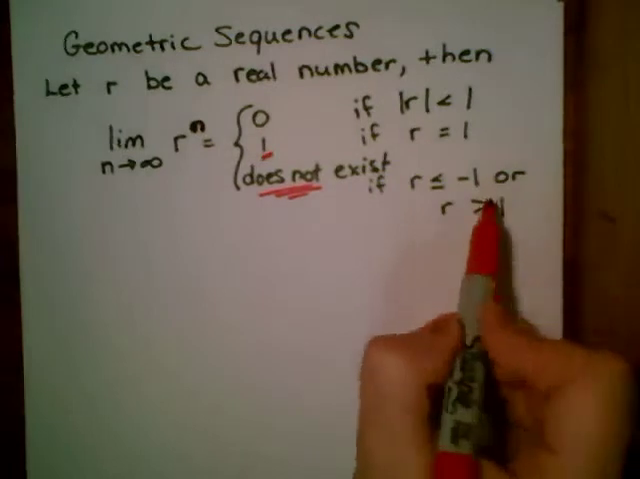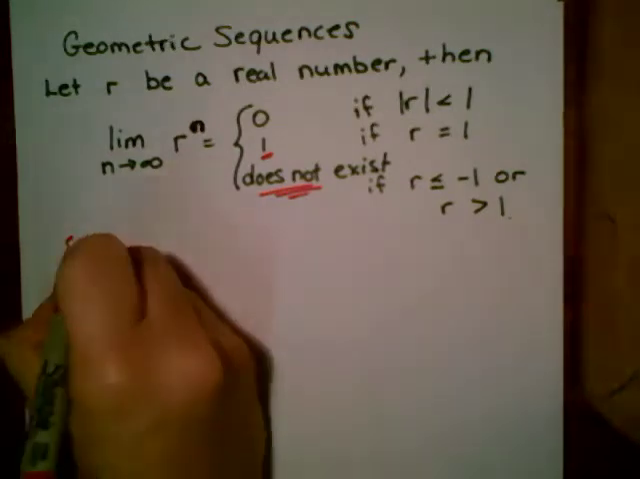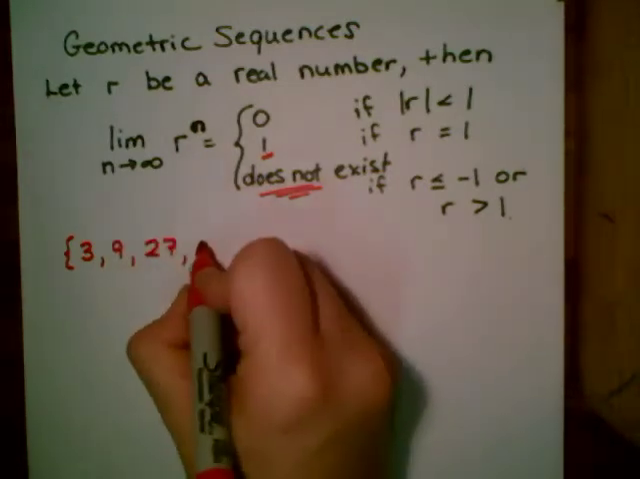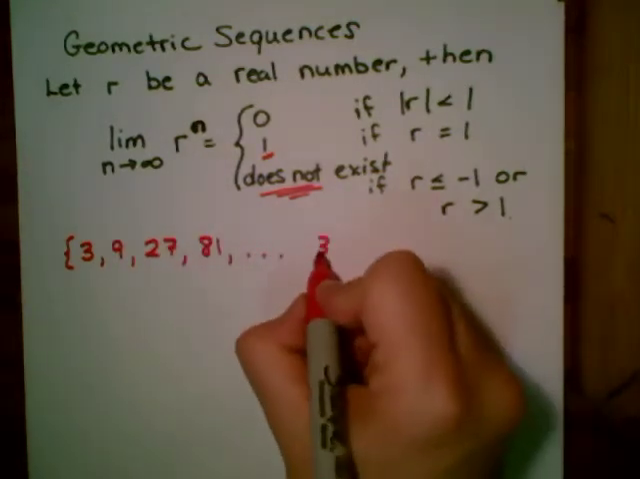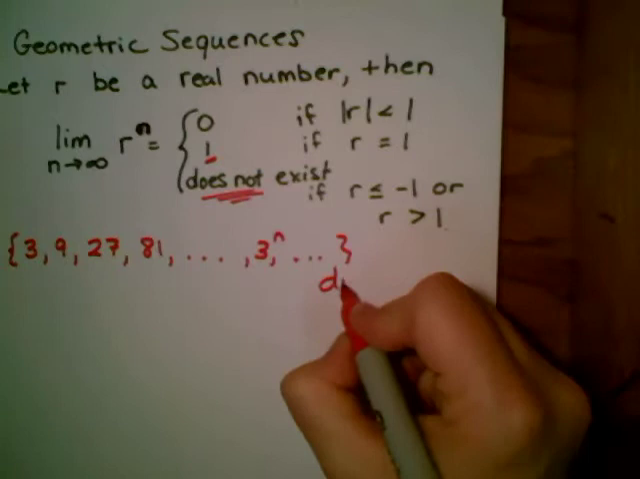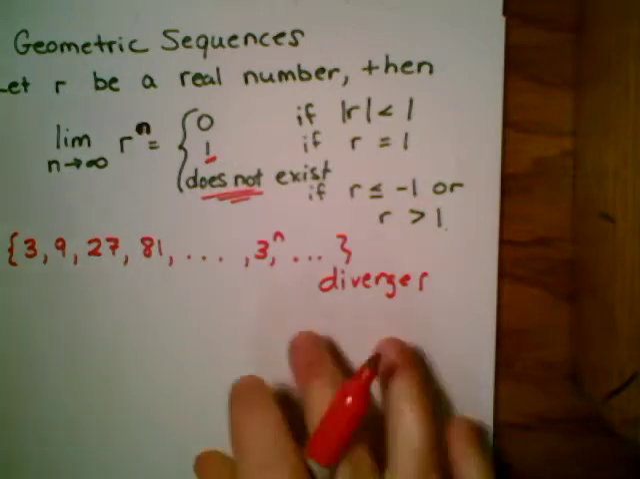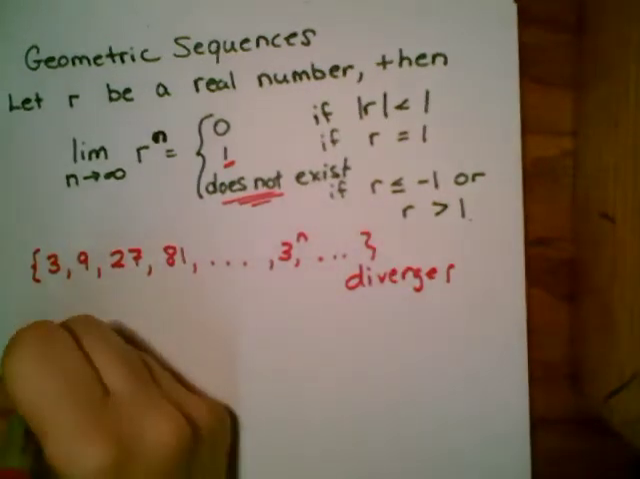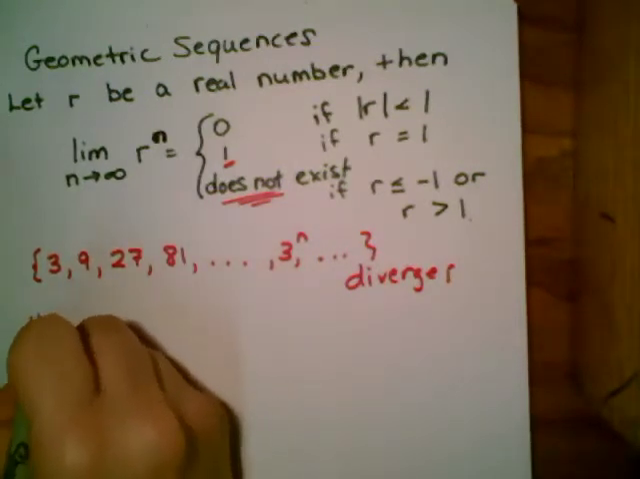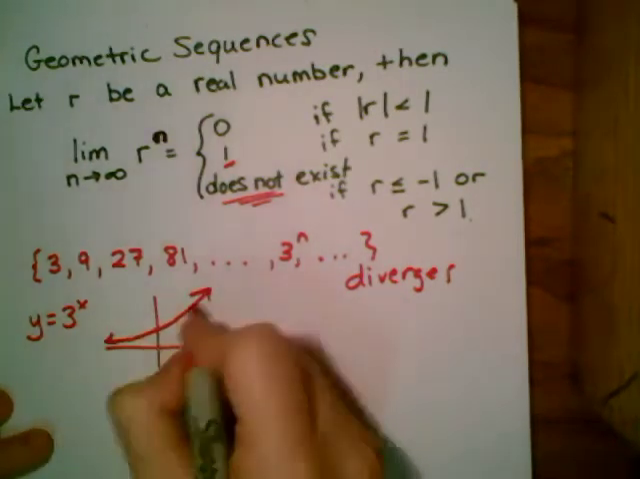Okay. Well, let's look at an example where R is greater than 1. Let's start with 3. 3 times 3 is 9, times 3 is 27, times 3, and we've got the nth term, 3 to the nth. And that diverges because the terms are growing without bound. This sequence would be related to the continuous function y equals 3 to the x, which would be the growth function that grows without bound.